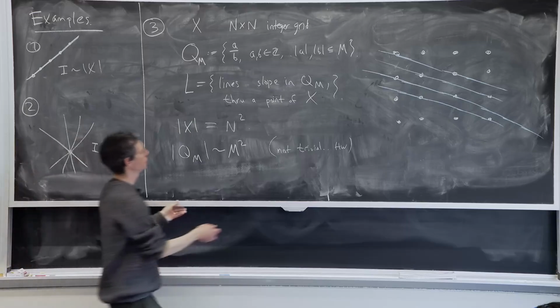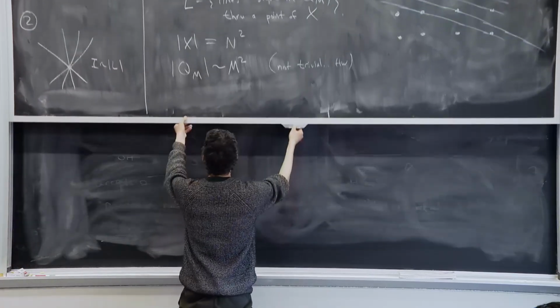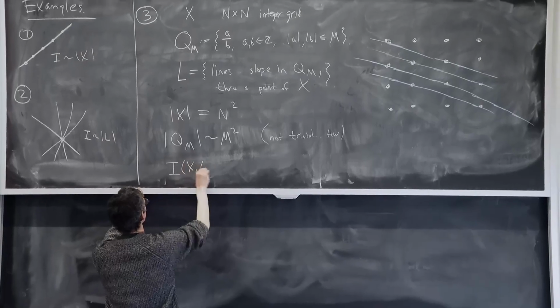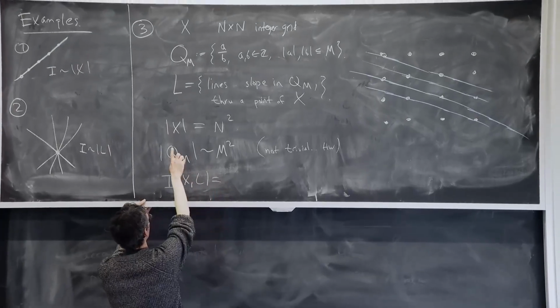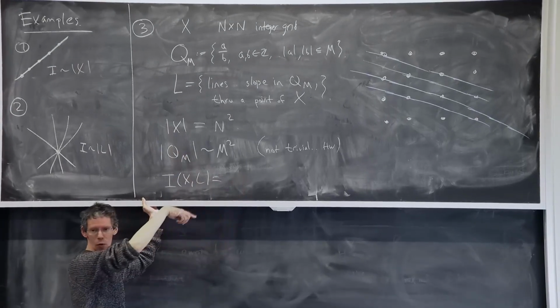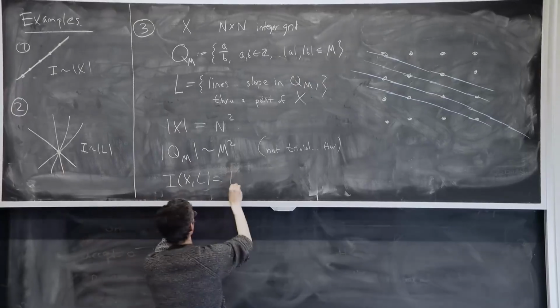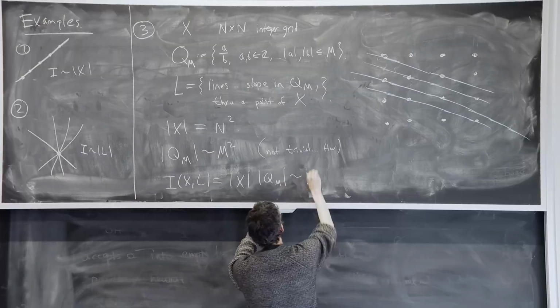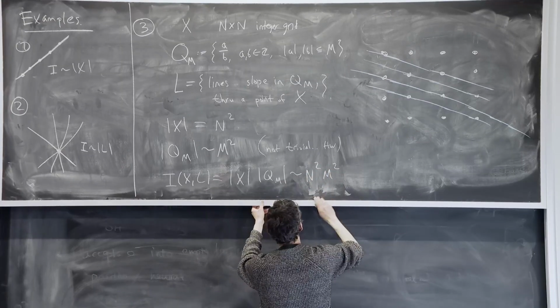OK, so now, how many incidences do we have? Well, we can say that each point is in a line of every one of these slopes. So the number of incidences is number of points times number of slopes. So that's n squared times m squared.